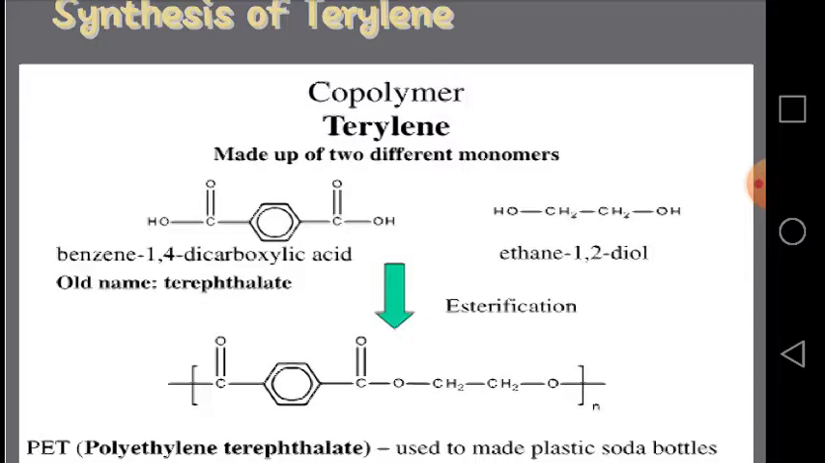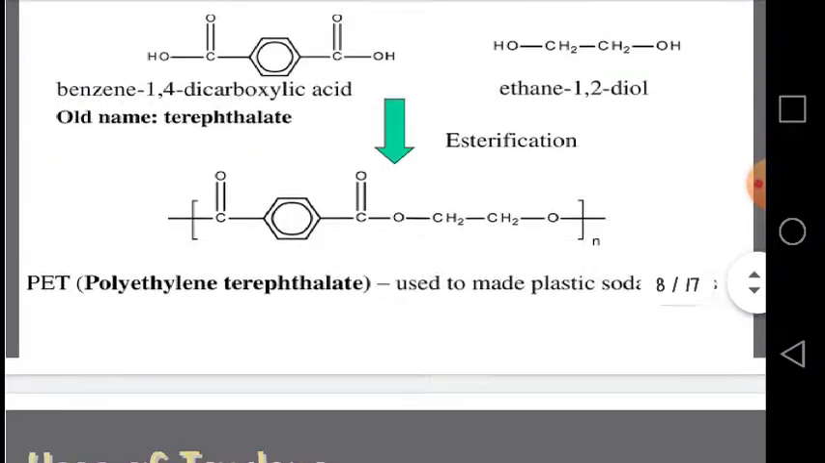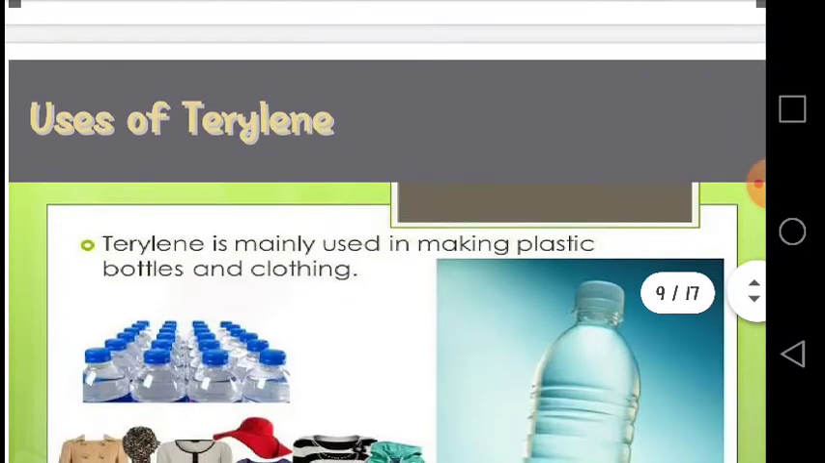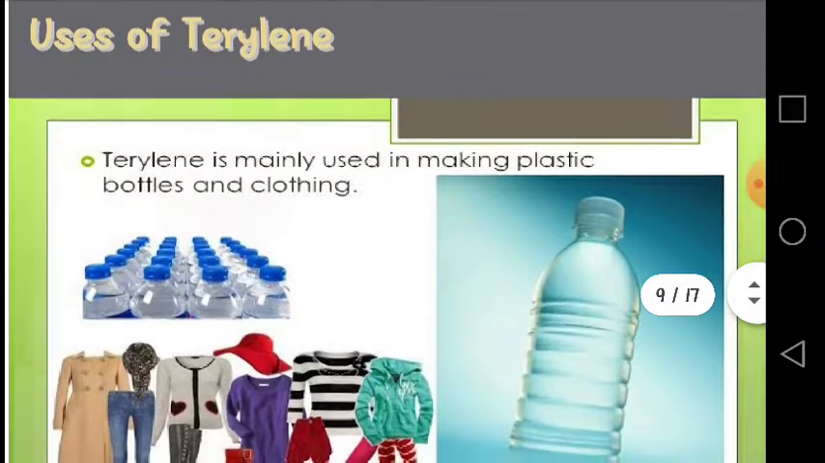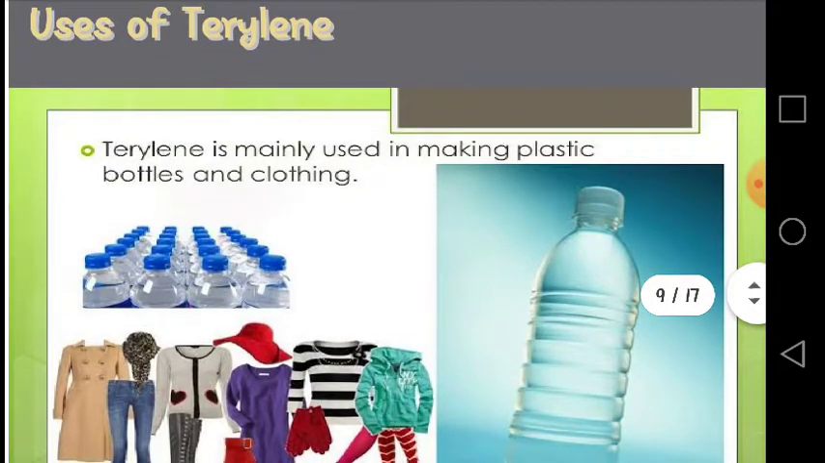Terephthalate is a trade name of polyester. It is made up of two types of monomers, as I have discussed with you. Here we are going to study the uses of terephthalate. Terephthalate is mainly used in making plastic bottles and clothing.